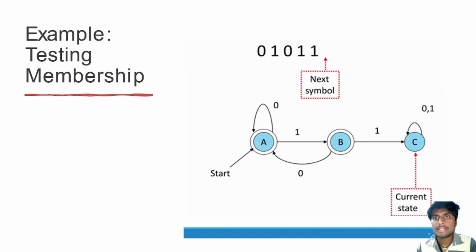See here, the next symbol is 1, and it is at state C, the current state. From C we can't go anywhere, so it is not an end state. In this DFA, we have start state A, and the end states are A and B both. But we can also travel from B to C. We need to travel 1 from B to C, but we don't have an end state at C. So this language will be rejected by the machine.